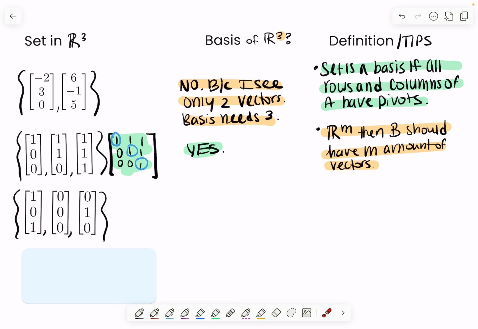It depends on other vectors. You can create it with other vectors. And so because I see the 0 vector in this set, I can automatically disqualify this set as being a basis for R3. So that's this other rule here. If a vector is a 0 vector, then not a basis.